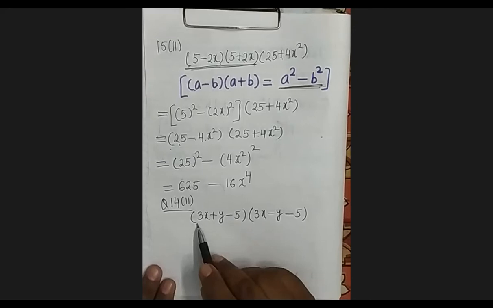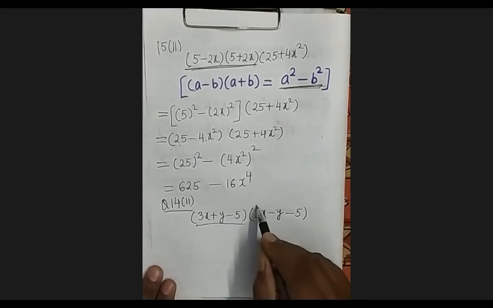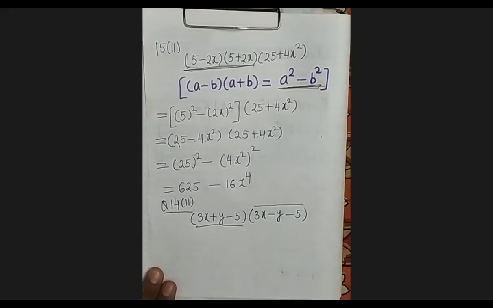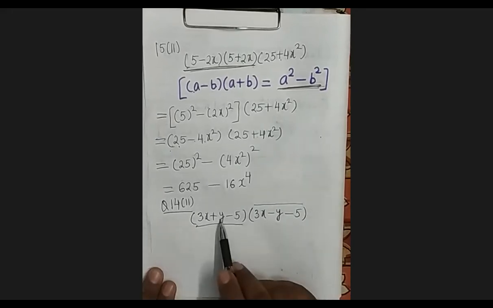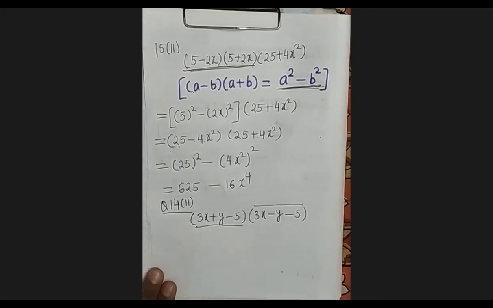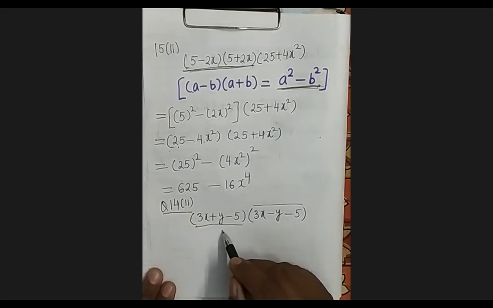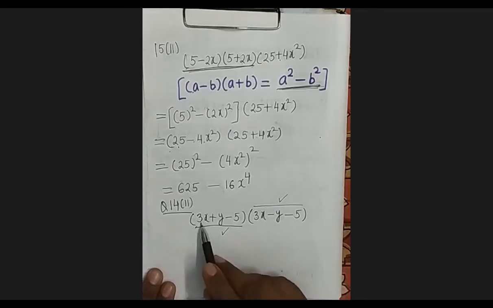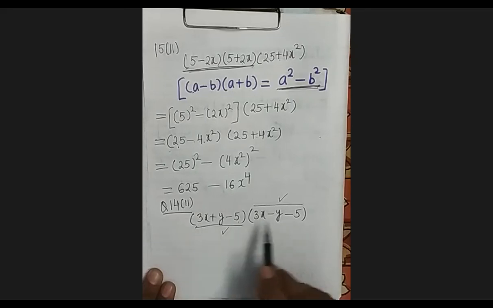If you see, one bracket is this and the other bracket is this. In both the brackets, the terms are same, only they are differing in the sign. 3x, 3x, y, y, 5, 5. Now you find out those terms which are having the same sign in both the brackets. वो कौन से टर्म हैं जिनका साइन दोनों ब्रैकेट में सेम है? Tanvi. 3x and 5. Both having the same sign here.